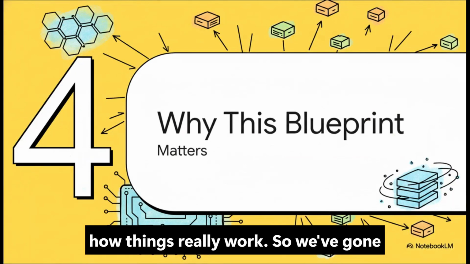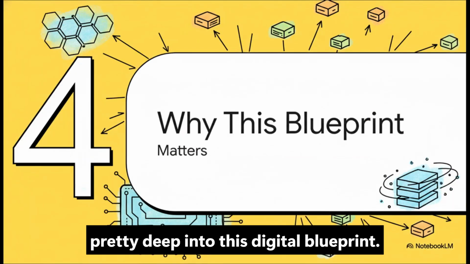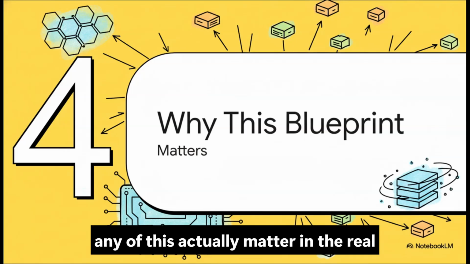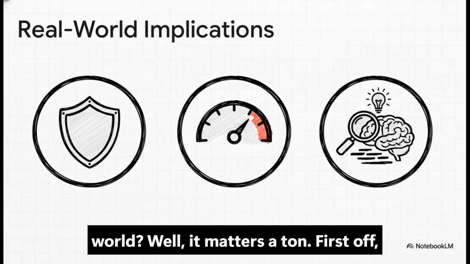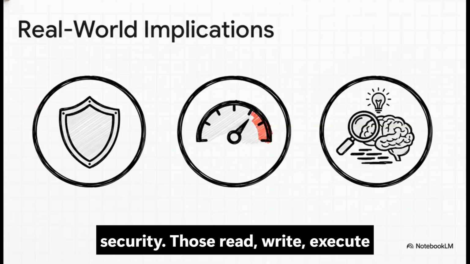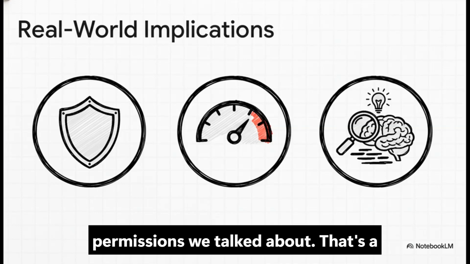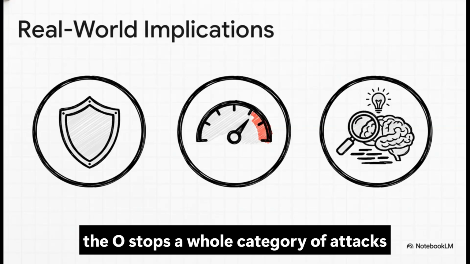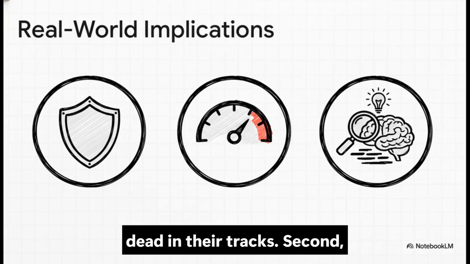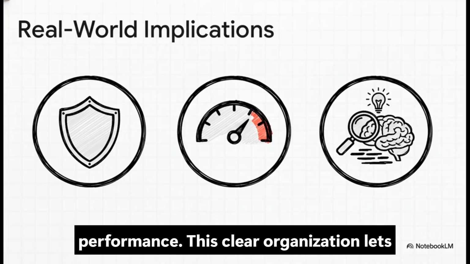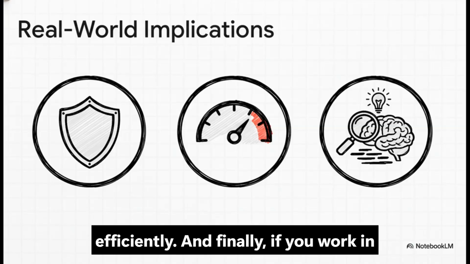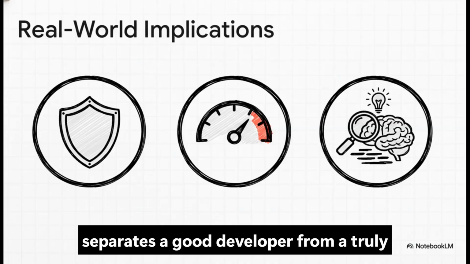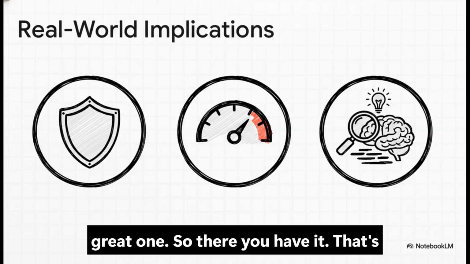So we've gone pretty deep into this digital blueprint. But you might be asking, why? Why does any of this actually matter in the real world? Well, it matters a ton. First off, security. Those read, write, execute permissions we talked about, that's a fundamental security feature. By making sure a data segment can't be executed, the OS stops a whole category of attacks dead in their tracks. Second, performance. This clear organization lets the OS manage memory way more efficiently. And finally, if you work in tech, this deeper understanding is what separates a good developer from a truly great one.